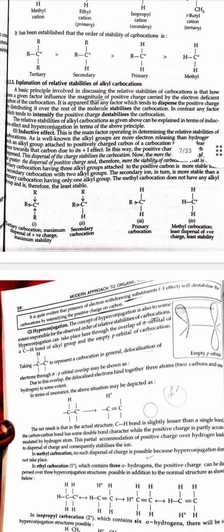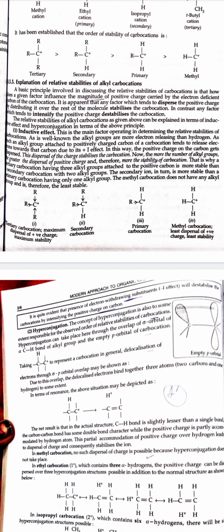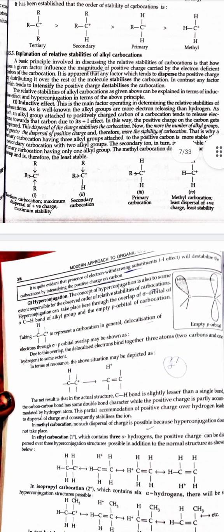It is quite evident that the presence of electron withdrawing substituents, the minus I effect, will destabilize the carbocations by intensifying the positive charge on carbon. Hyperconjugation. The concept of hyperconjugation is also to some extent responsible for the observed order of relative stabilities of carbocations. Hyperconjugation can take place here through the overlap of sigma orbitals of a C-H bond of an alkyl group and the empty p orbital of the carbocation.